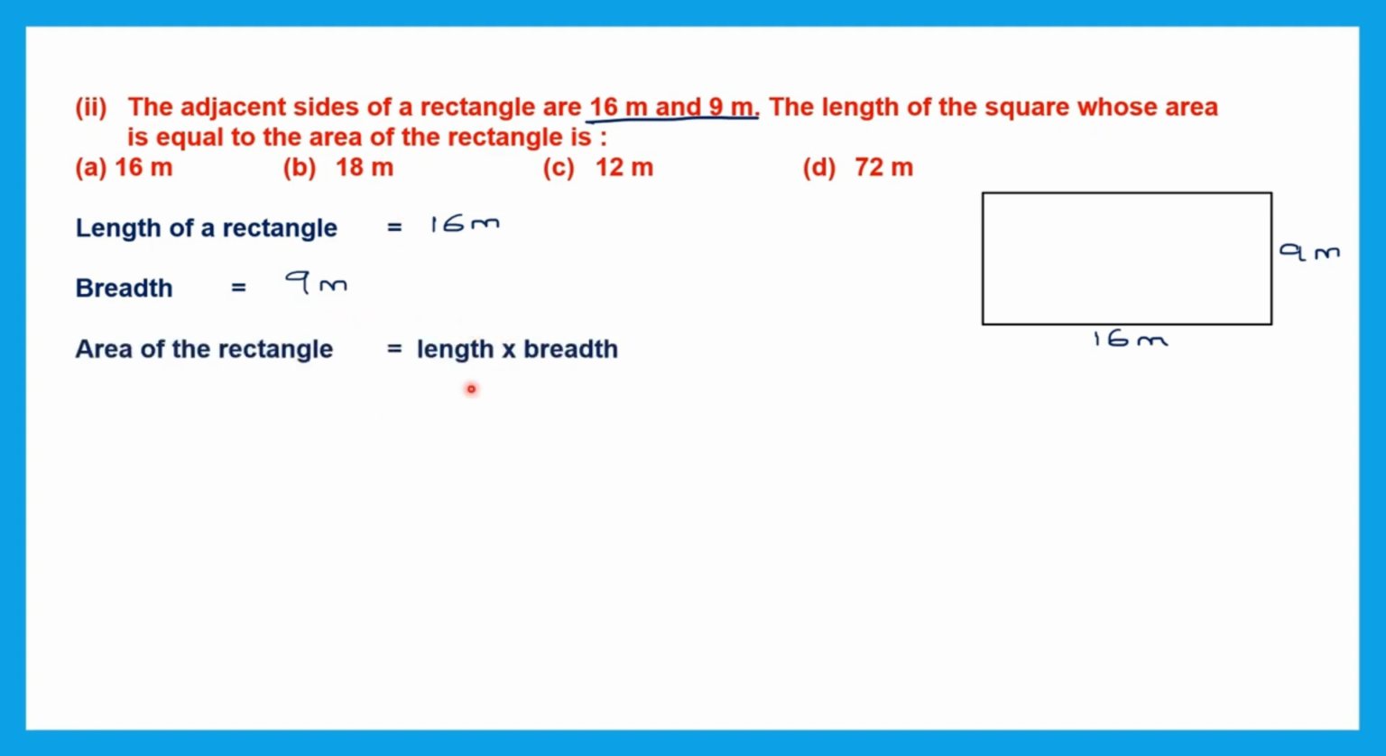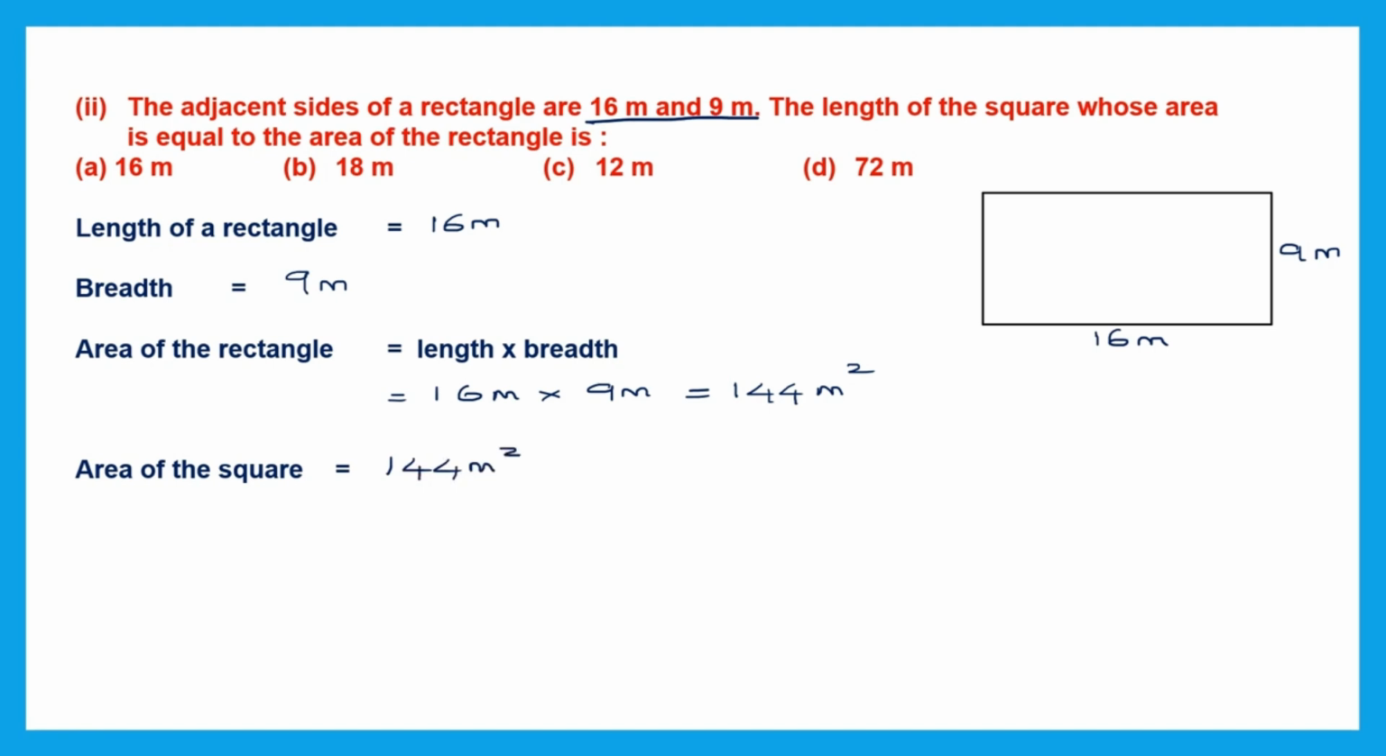So area of the rectangle is length into breadth, and length is 16 meters and breadth is 9 meters. So we have to multiply 16 into 9. And that is 144 meter square. This is the area, so meter square. So we have found the area of the rectangle, and we also know that the area of the square is equal to the area of the rectangle. So area of the square is 144 meters square. It's the same thing, 144 meters square.